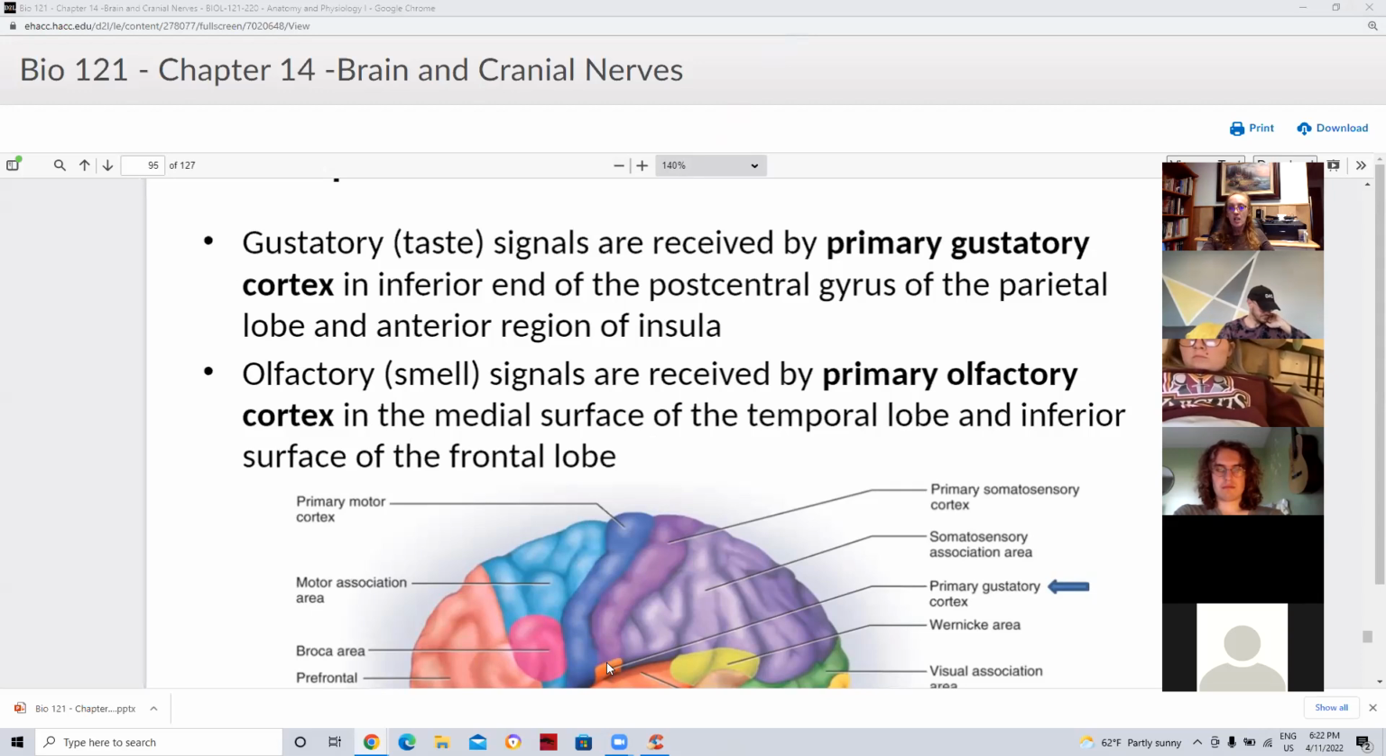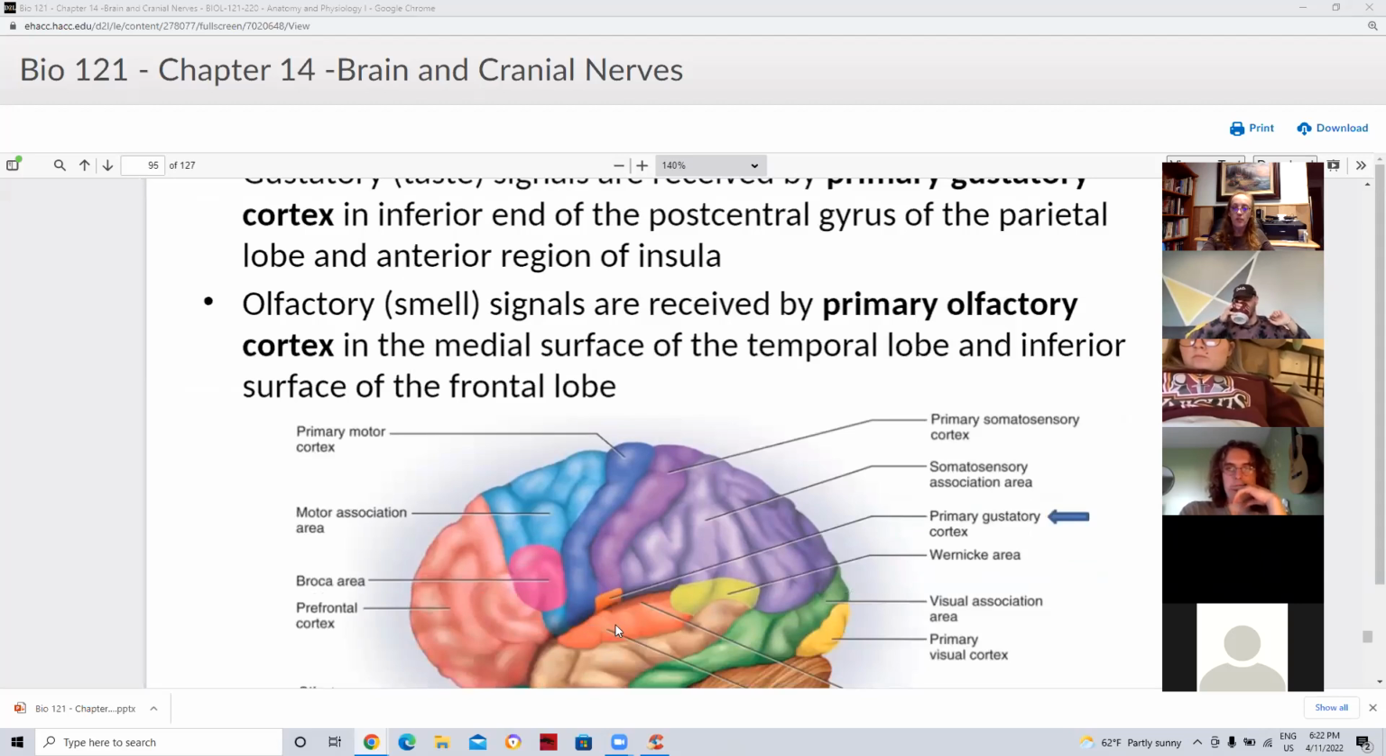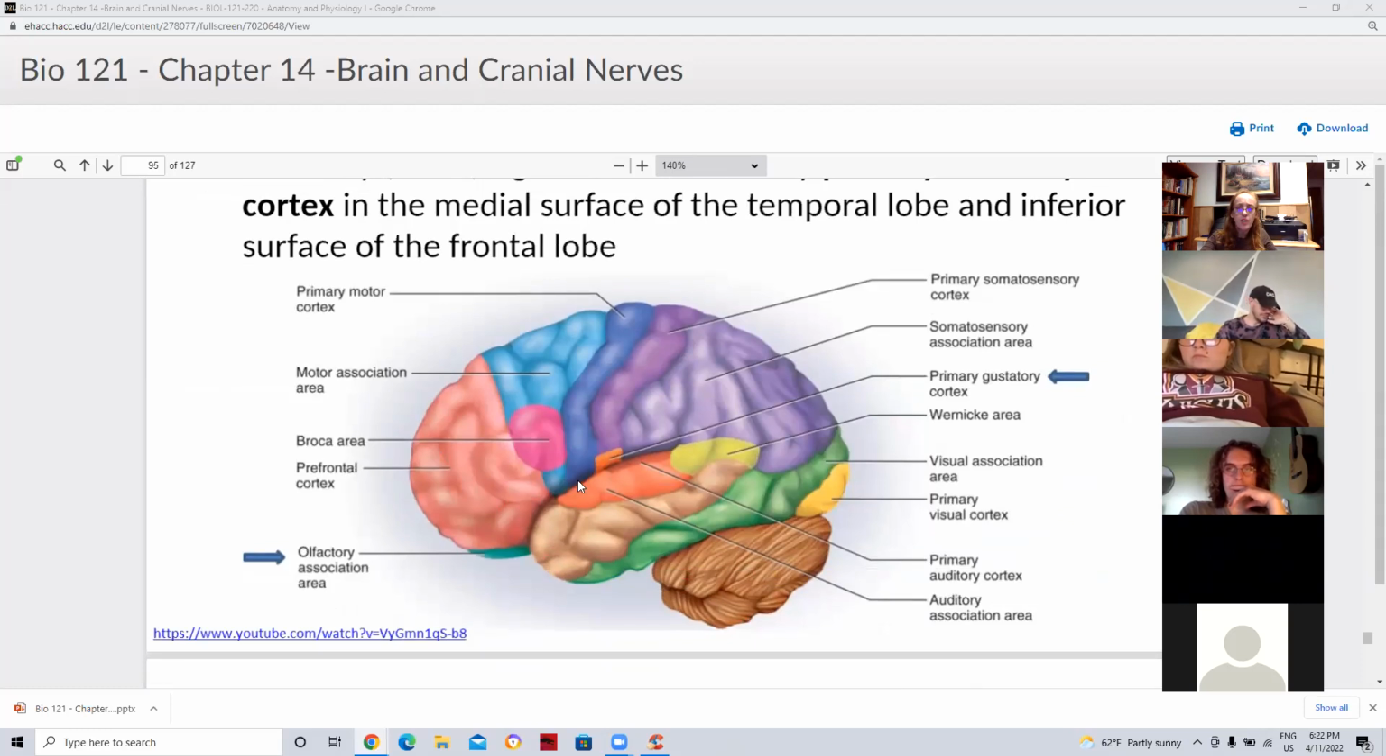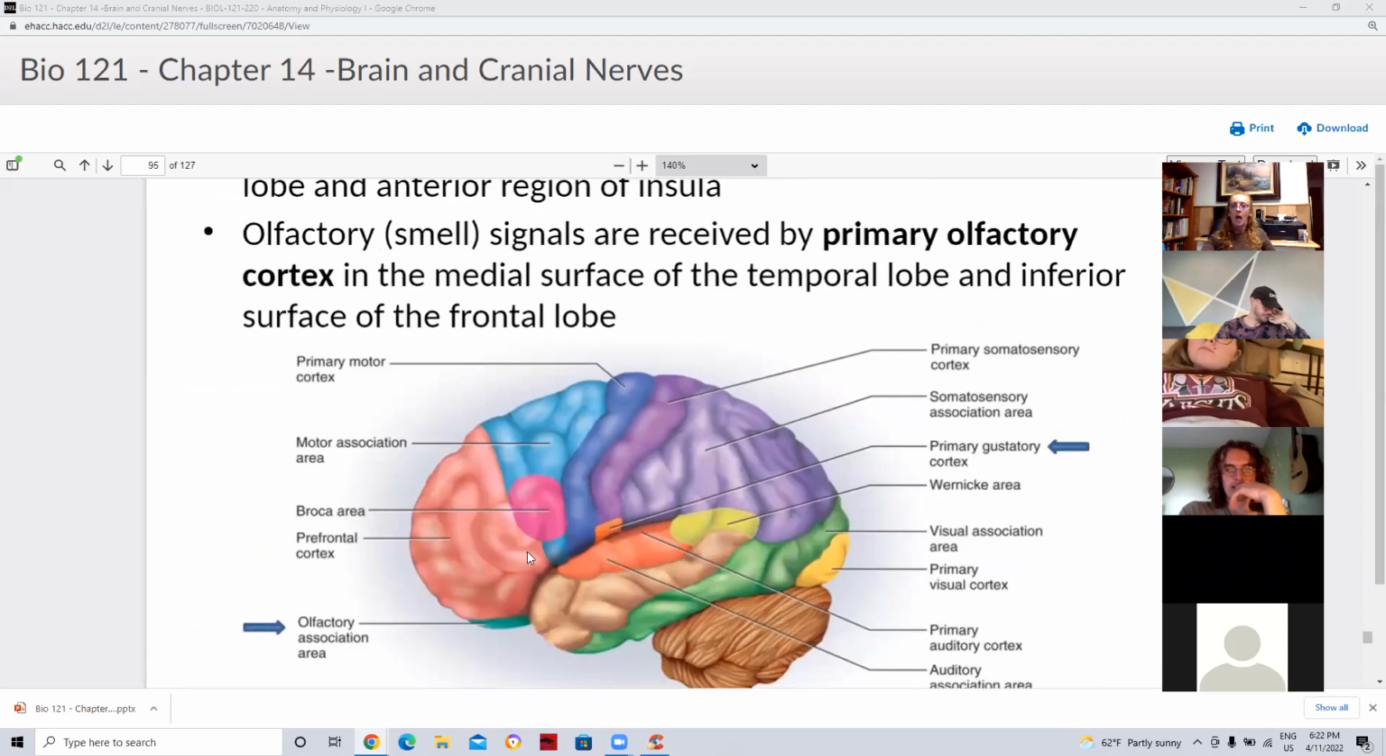Olfactory signals are received in the medial surface of the temporal lobe, and the inferior surface of the frontal lobe, right where your olfactory bulbs run. If you think about that, because if you inverted this and you looked at where the cranial nerves are, that's where they lie.